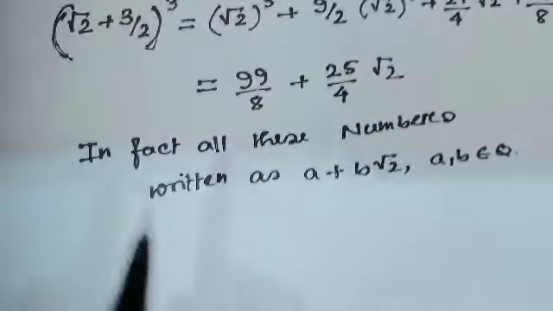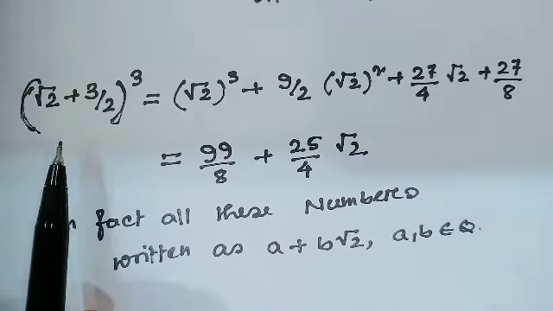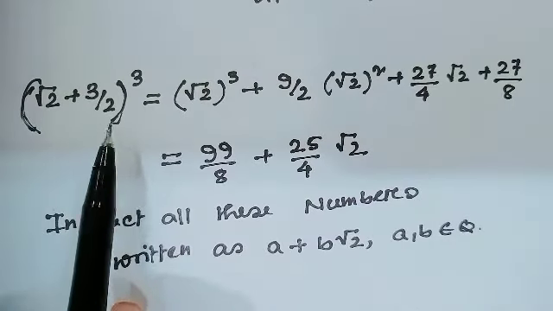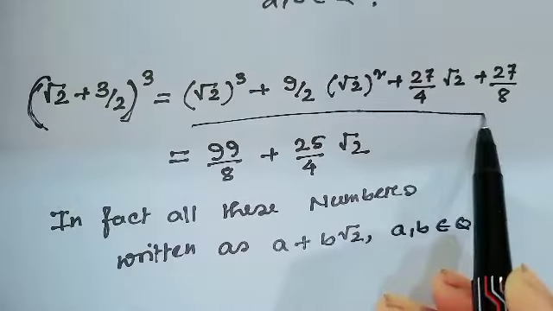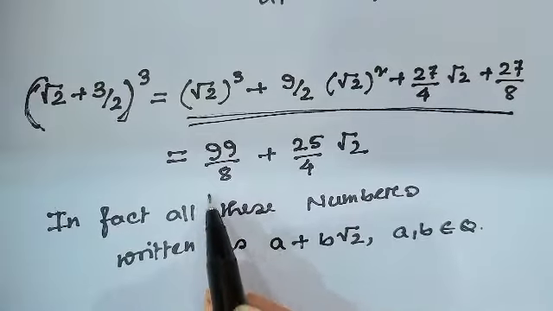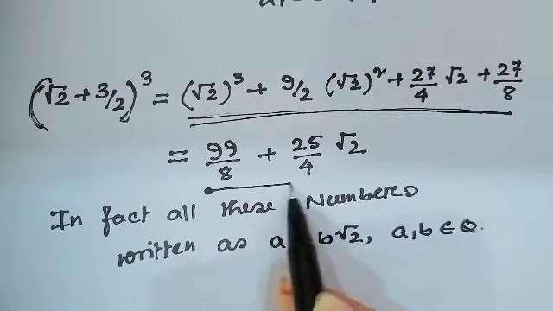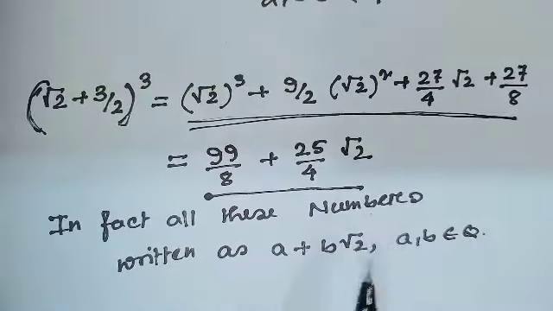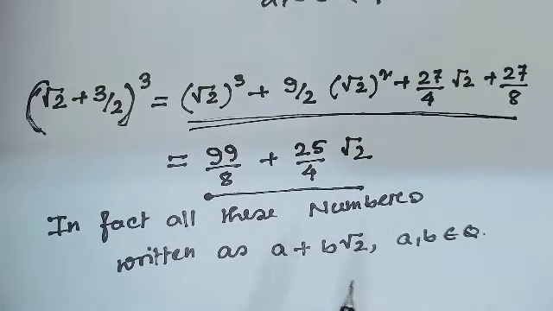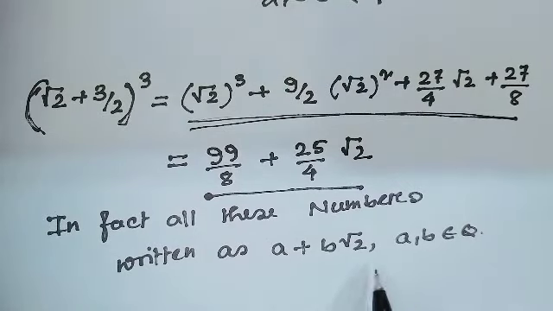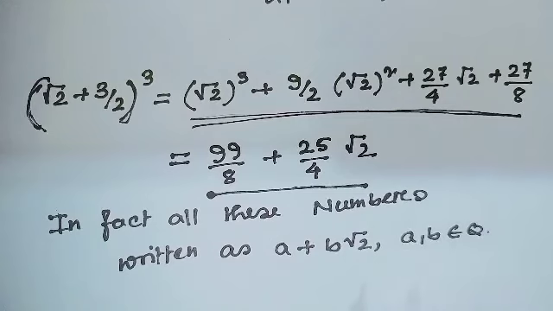Okay. As for example, if we consider square root of 2 plus 3 over 2 whole cube, then this would be just this type, and this would be 19 over 80 plus 25 over 4 times square root of 2. In fact, all these numbers can be written as a plus b square root of 2, where a, b belong to Q. Have you understood?